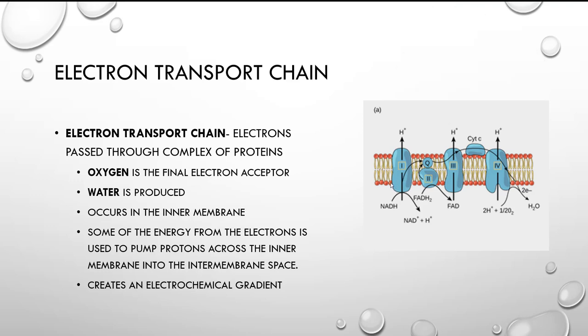So these electrons open up these channels here. You can see this channel, this channel, this channel. And a flood of protons get pumped across the membrane into this inner membrane space. So now we have all of these protons on this side of the membrane, and this is creating an electrochemical gradient in this inner membrane space.